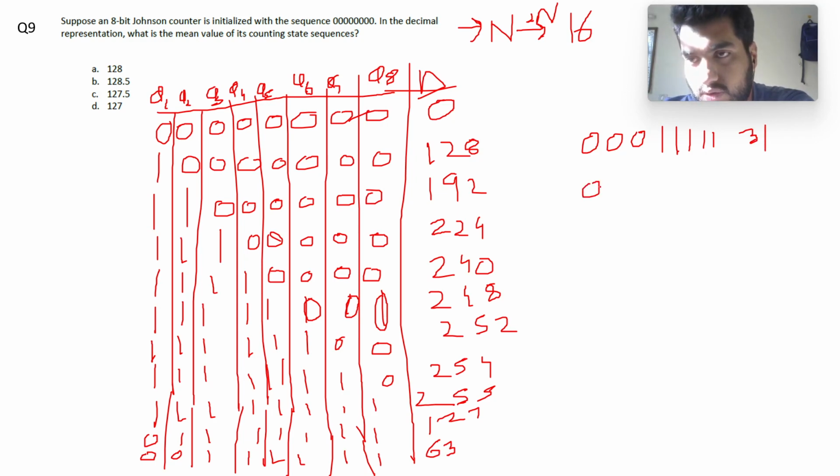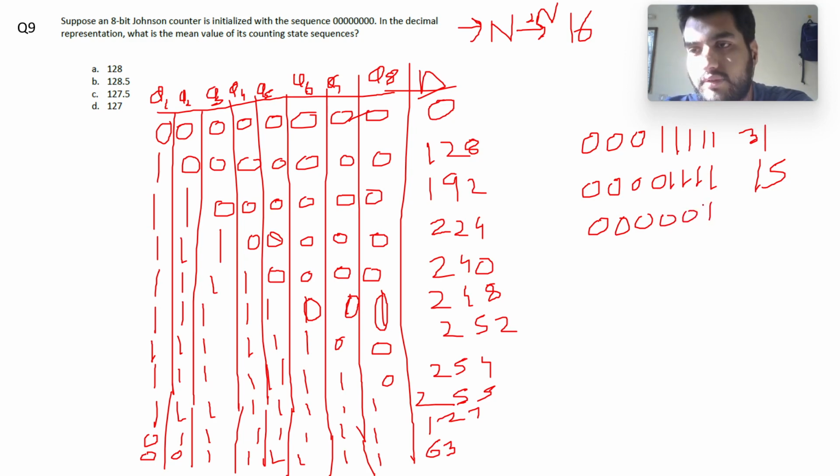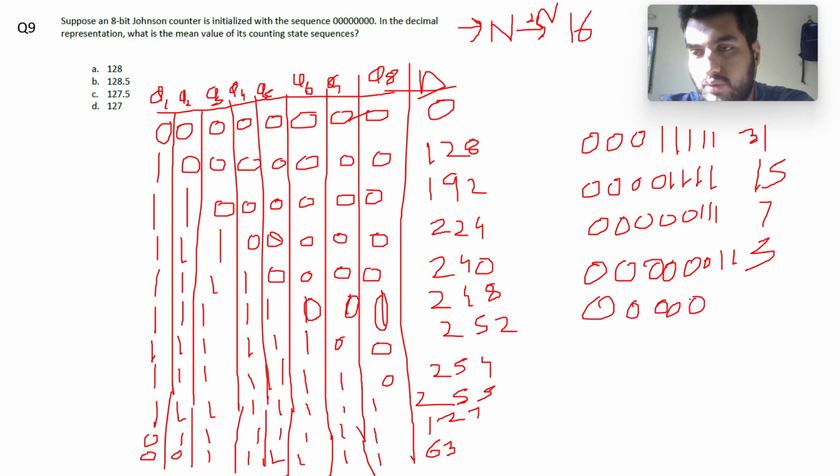Then it's 0, 0, 0, 0, 1, 1, 1, 1. This is simply 15. Then we have 0, 0, 0, 0, 0, 1, 1, 1. That is 8 minus 1, that is 7. 0, 0, 0, 0, 0, 0, 1, 1. 4 minus 1, 3. And finally we will have 1. And then we have 0, which we won't write here because we have already started with 0.